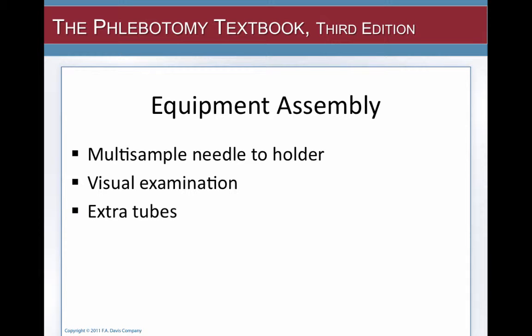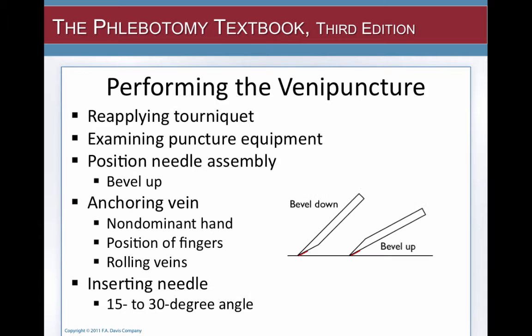And that's putting the needle onto the holder, doing a visual examination, making sure you have everything ready, any extra tubes you may need, making sure your gauze is ready to stop the blood flow once you're done with the venipuncture, etc. Now you're ready to perform the actual venipuncture, and you're going to reapply the tourniquet. You don't want to palpate the vein again, though, because you've already cleansed the area.